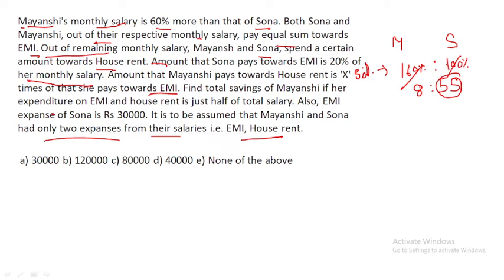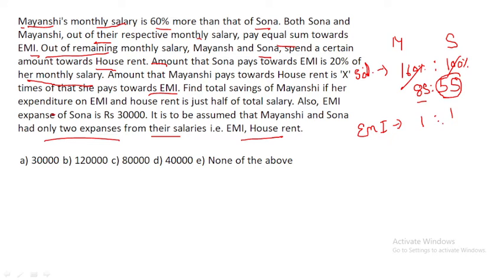So what we are assuming here, we just have to focus, right? The ratio of their salary is 8 is to 5. So 5S is the salary of Sona, and 8S is the salary of Mayanshi. We are just analyzing this. Now, after this, they are talking about their EMI. Out of their respective monthly salary, they pay an equal sum towards EMI. So their EMI is the same, and the ratio of EMI of Mayanshi and Sona will be 1 is to 1, right?